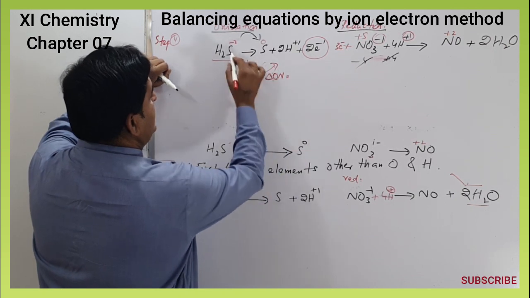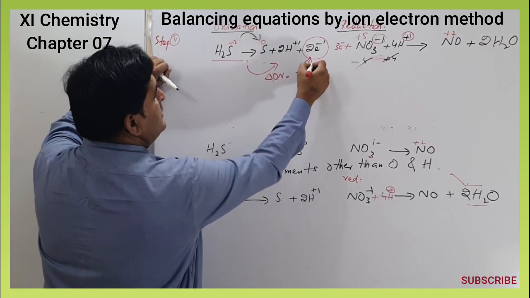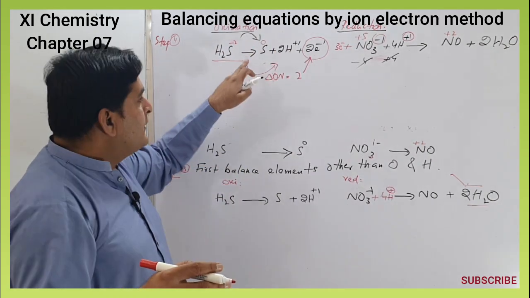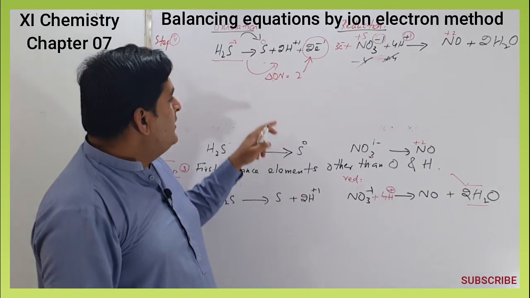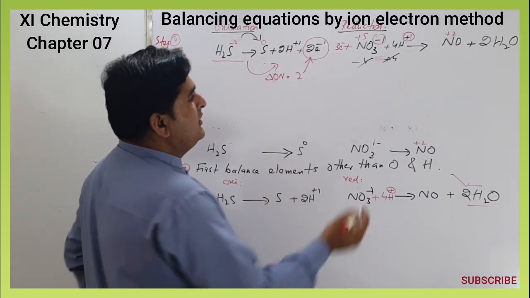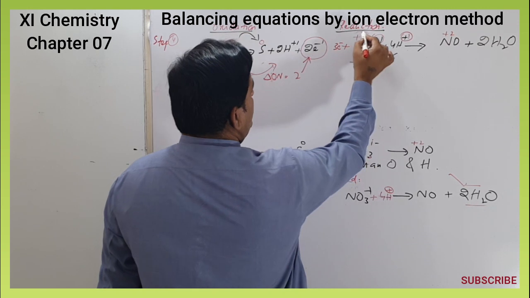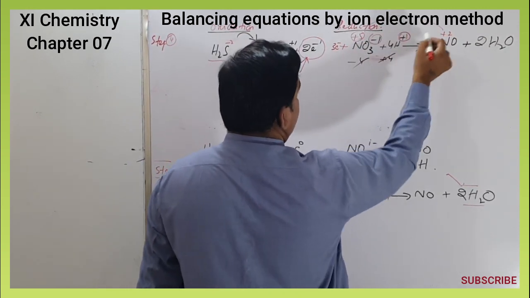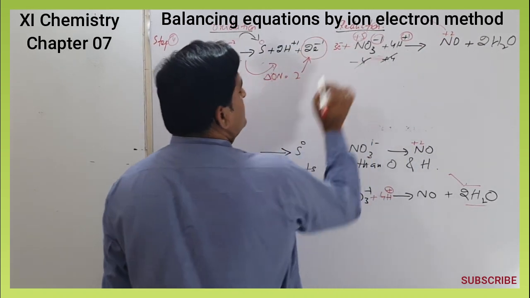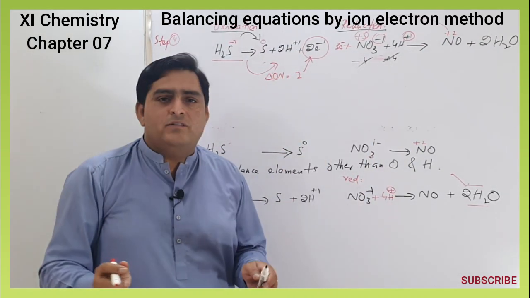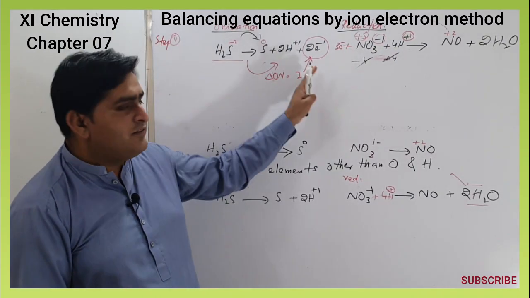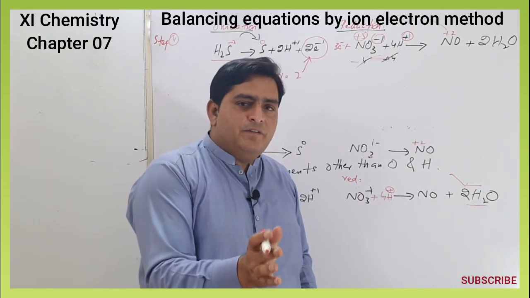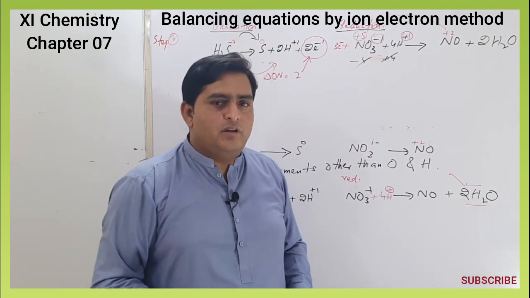Change in oxidation number: here the oxidation number changes from -2 to 0, so the oxidation number has varied by 2 units. So we add 2 electrons. In this other case, the oxidation number was +5 and now it is +2. The change in oxidation number is 3. We add 3 electrons to balance this equation. In oxidation, electrons are added at the right side, the product side. In reduction, electrons are added at the left side, the reactant side. So you have to keep this in mind.